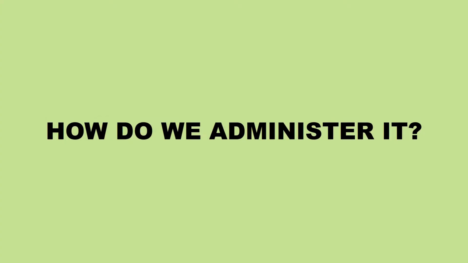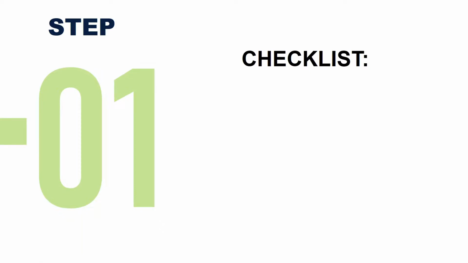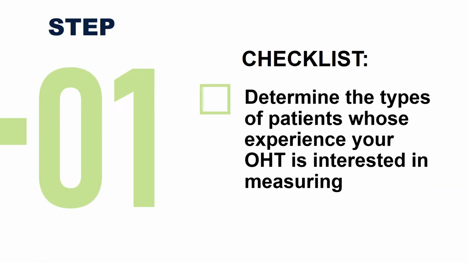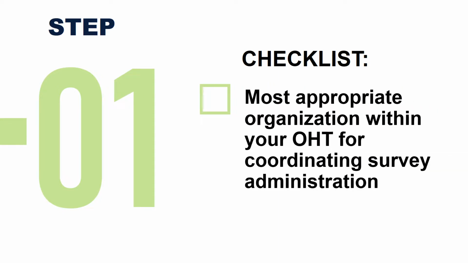If you are an OHT that is interested in administering this survey to your patients, here is what you do. Check to make sure you have the following. Determine the specific types of patients, for example, mental health, frail seniors or older adults, palliative patients, COPD, pediatric, etc., whose experience your OHT is interested in measuring. Identify the most appropriate organization within your OHT to be responsible for coordinating the survey administration. This organization needs to have the authority and capacity to collect patient contact information.